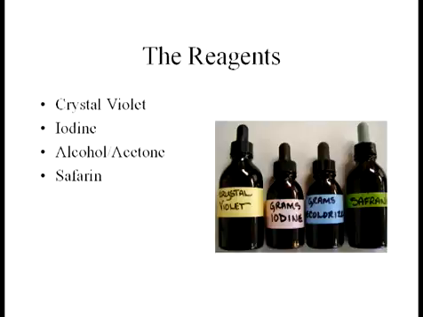There are four main reagents that are used for the gram staining technique: crystal violet, which is a blue or purplish dye; iodine, which is used to form a complex with crystal violet; alcohol or acetone, or a mixture of the two, is used as a decolorizing agent; and then finally safranin, which is a red or a pinkish colored dye.